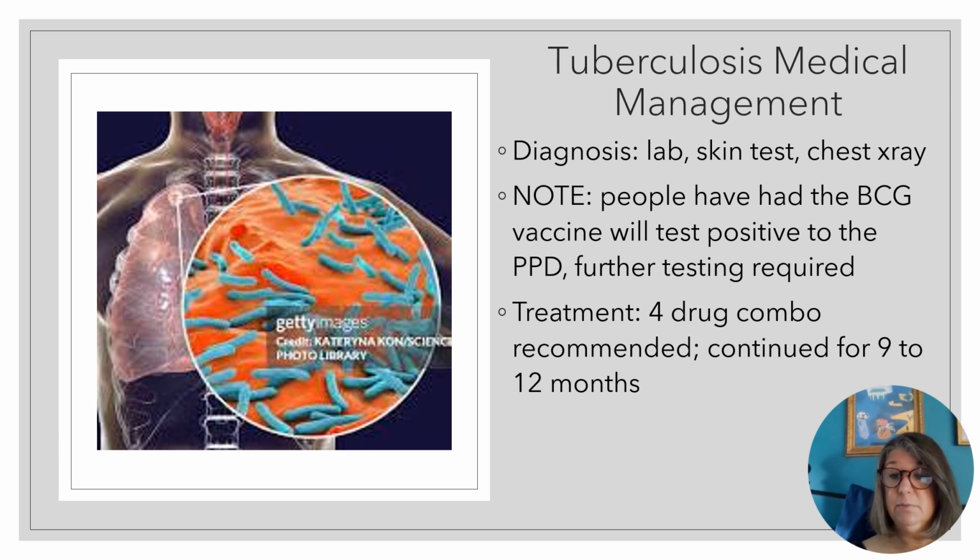So diagnosis, we're going to look at labs. We're going to do a skin test. We can diagnose via chest x-ray. Now, there is a tuberculosis vaccine that is only given in areas where TB is endemic. So places like India, if you're from India, you may have received the BCG vaccine. Certain areas of Mexico, you may have received the BCG vaccine. So this is a vaccine.